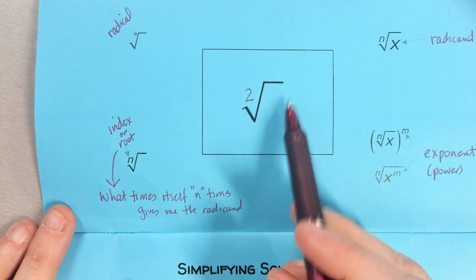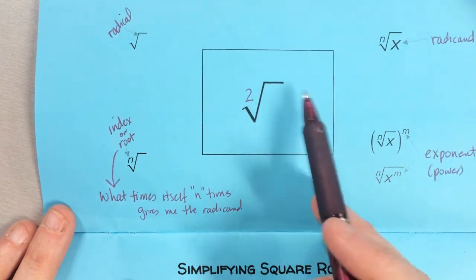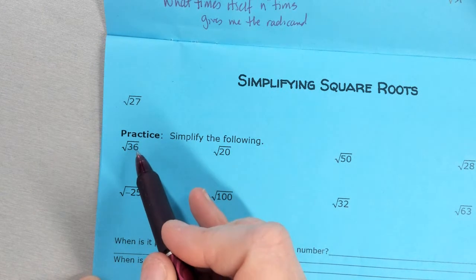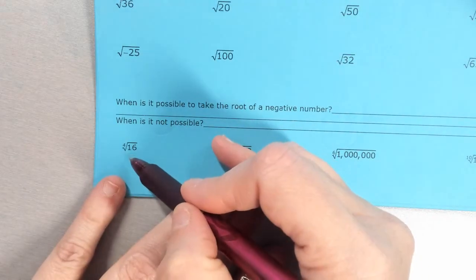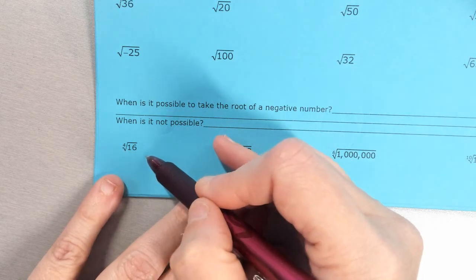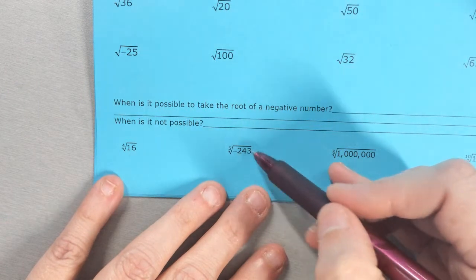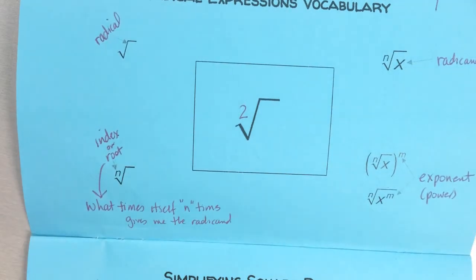If it's a square root, I need some number that I can multiply by itself, and it's going to give me that value. Down here, I'm looking for what number times itself gives me 27. What number times itself gives me 36. This one, I'm looking for what number times itself 1, 2, 3, 4 times gives me 16. This one needs something that I multiply by itself 5 times to give me negative 243. So when we talk about the index, that's telling me how many times I have to have it before I can take it out from under the radical.